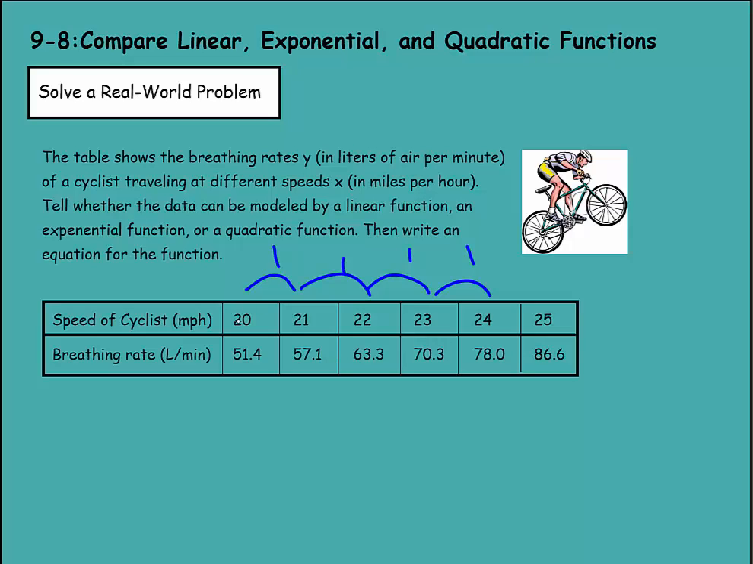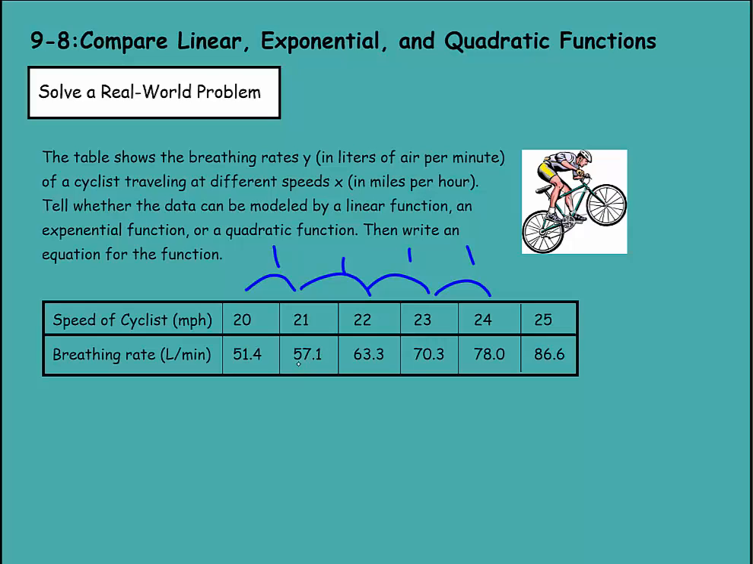So between 20 miles per hour and 21 miles per hour, or a difference of 1, I have a difference of 5.7 right here. How about this one then? Is this also going to be 5.7? No, this was actually 6.2. So that means it's not going to be linear. I need to check to see if this is exponential. Let's see if it's being multiplied times the same rate.